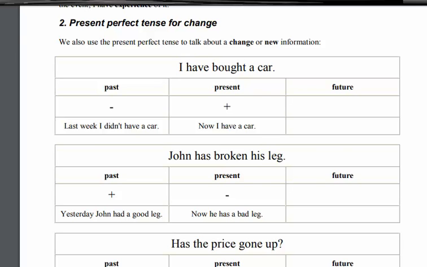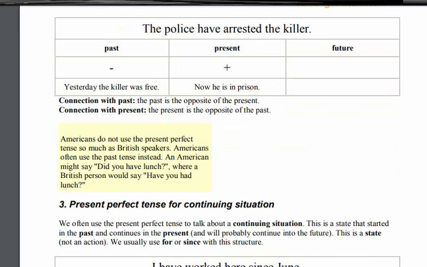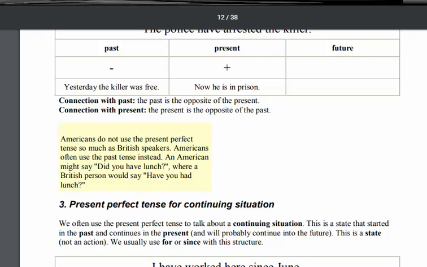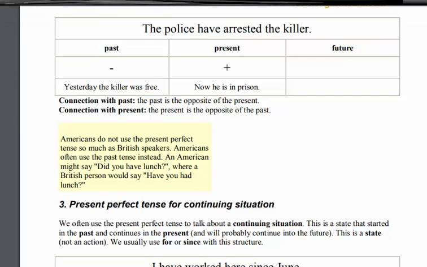And the next example, John has broken his leg. Yesterday, John had a good leg, but now he has a bad leg. So it is a change, new information for you. So the present perfect tense is also used to connect the past and the present in this sense too. The third example is the police have arrested the killer. Yesterday the killer was free, but now he is in prison. So it is a connection between the past and present.